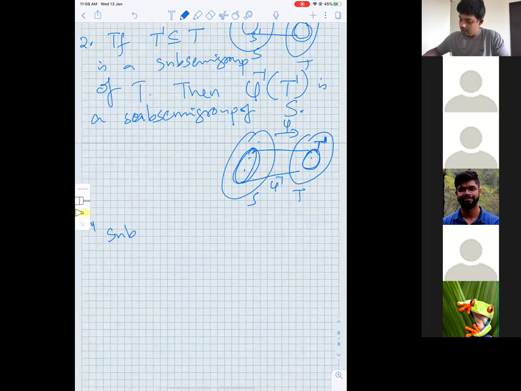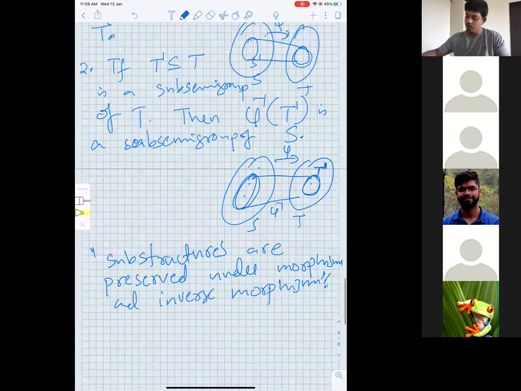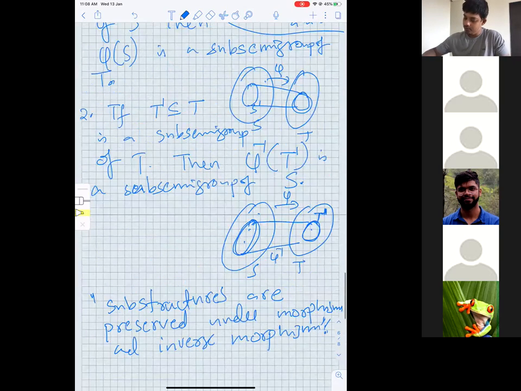In other words, the content of this proposition can be summarized as follows, and this is a general phenomenon in algebra: substructures are preserved under morphisms and inverse morphisms. Okay, so let's try to prove this. Proof.